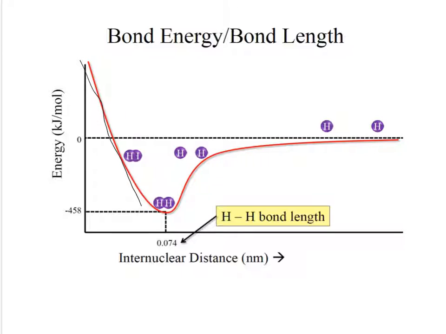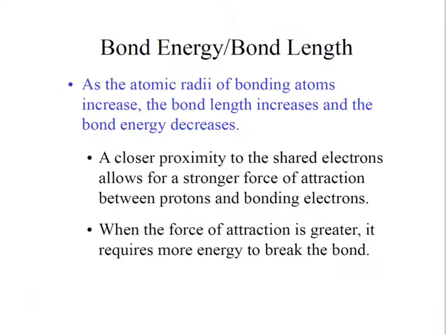At 0.074 nanometers, right here, the bond length of H2, the energy is at its lowest point. So this is where diatomic hydrogen exists on average. They can be thought of as springs. So 0.074 nanometers is about an average. As you move further to the left, the bond or the spring is compressed and the potential energy rises.